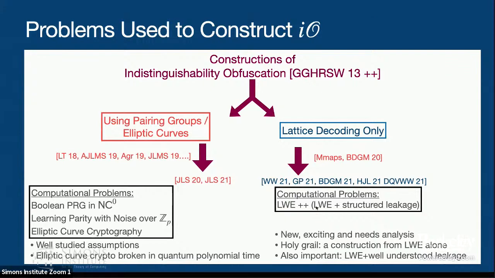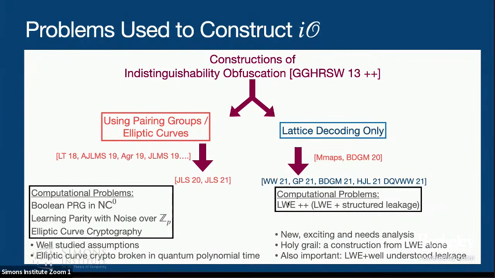Most constructions either fall in this category or that category. But you have more assumptions than this. In which side? These are two separate directions. Right. This is the side on the left, I guess. On this side. Yes, we did have LWE before, but we recently showed in new work that you can get rid of LWE. You don't need it anymore. But you have learning parity with noise. Oh, I see. So they differ. I'm confused. So the three assumptions there: Boolean PRGs in NC0, learning parity with noise over Z_p, and elliptic curve cryptography. Yeah. Okay. So the reason the other side only has one is because these guys also need learning parity with noise? No, they just need the LWE++.